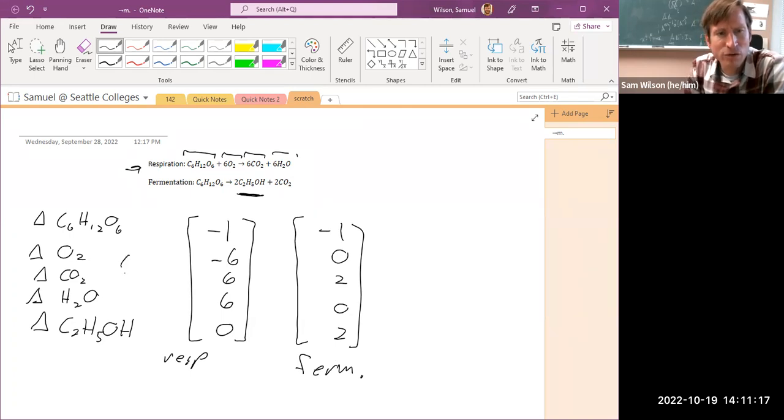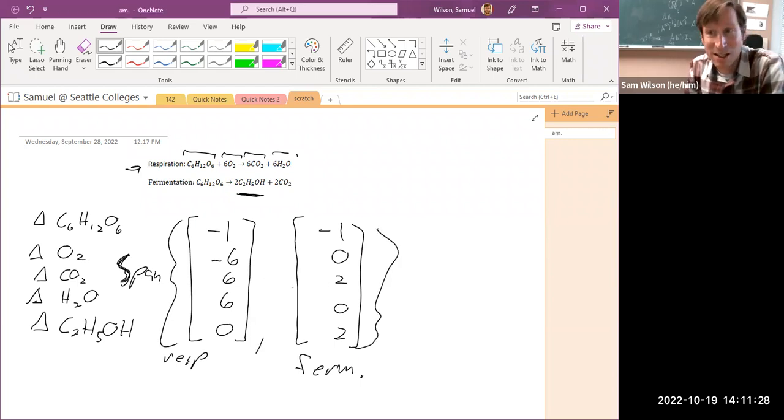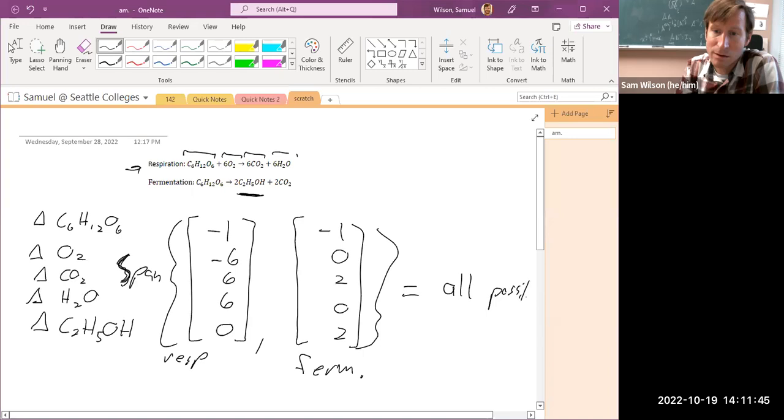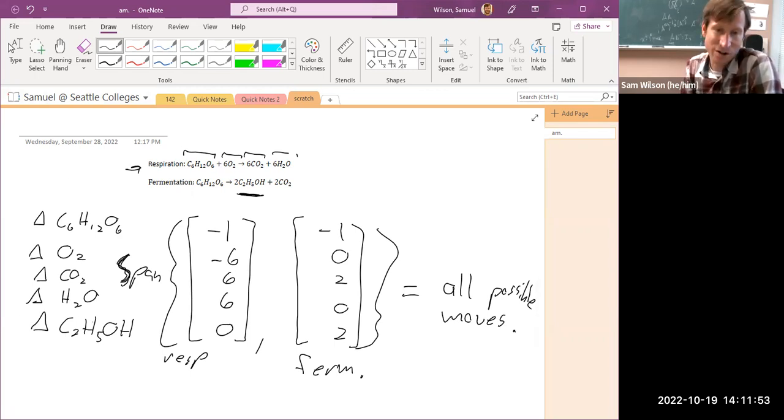So what is the span? Well, remember, span lets you combine these 2 moves in any linear combination. So you could do any number of respirations and any number of fermentations. So you could use up your reservoir of molecules in any combination. So what this span is telling you is all possible moves that you could make, all possible ways you could change the number of molecules that you started with. Right, so that's what this span is telling us.